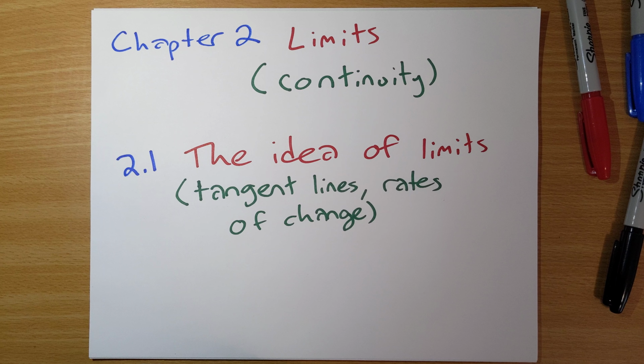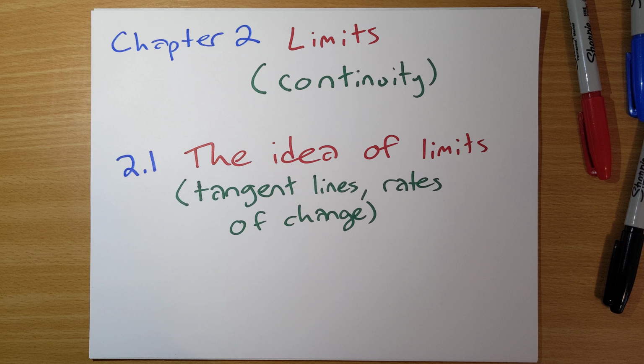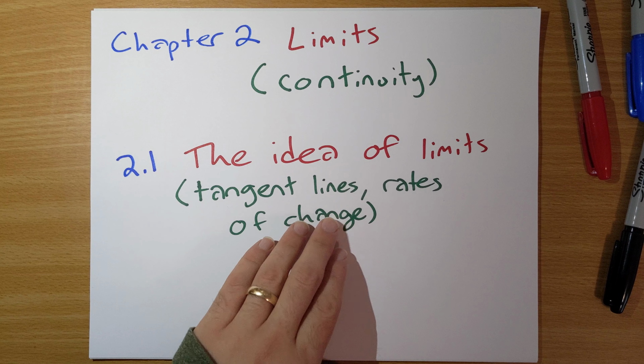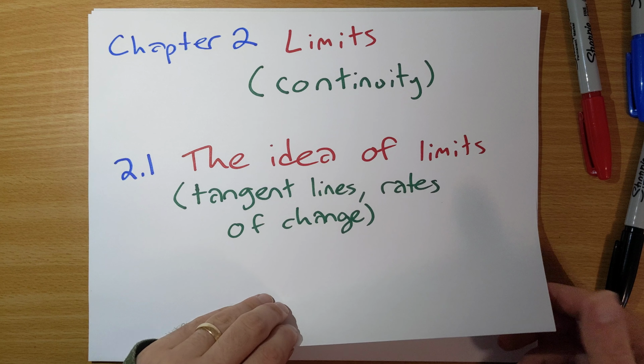And so before we get into a discussion of formally what limits are and how we compute them and stuff like that, we're going to start off with section 2.1. It's talking about tangent lines, rates of change. It's really giving you the idea of a limit, in terms of these rates of change. And so the first thing that we want to think about has to do with average speed.